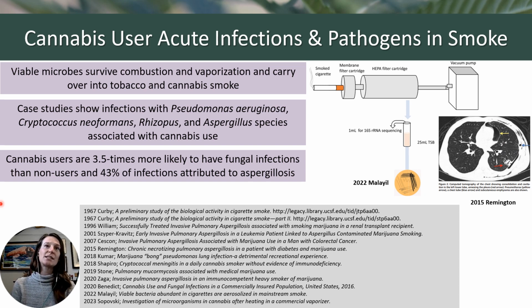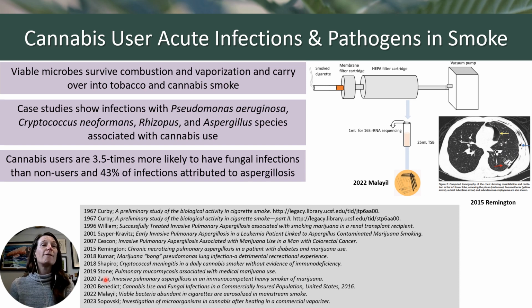So we have to look to case studies, and we have to look to this other paper that came out back in, let's see, which one was this one? It was this 3.5 times. Cannabis users are 3.5 times more likely to have fungal infections than non-users, and that was this 2020 Benedict paper that showed, by looking at a bunch of insurance claims, we can gauge some of these risks that cannabis users tend to be more prone to experiencing, and that's fungal infections.